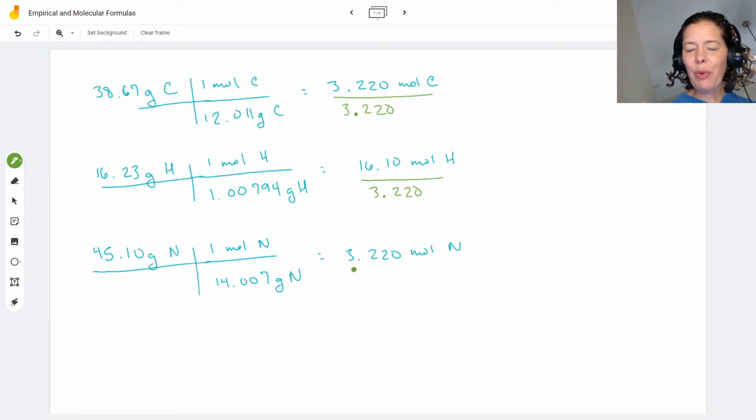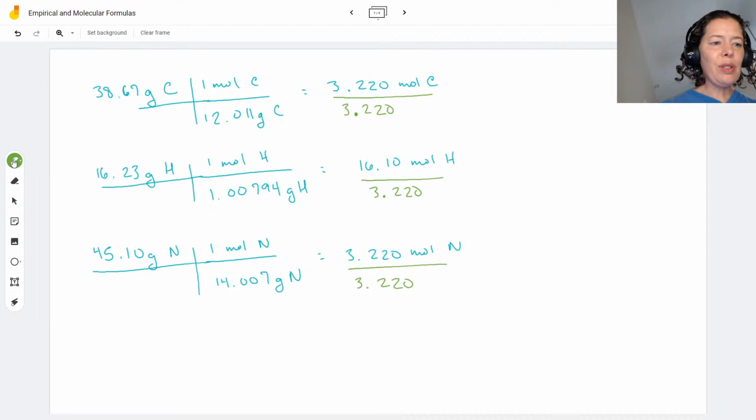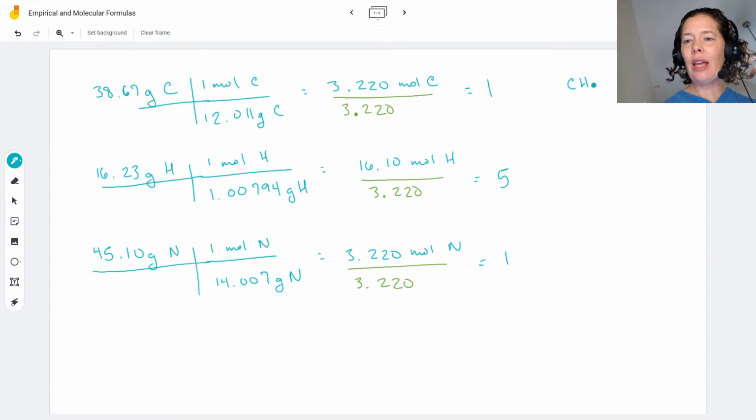Let me fix that decimal point. Okay. All right, so this is what we get. Oops, let me switch. Obviously, these guys are both 1. That's easy. But if I take my 16 over my 3.22, I get 5. So I don't have to deal with any halves. That's fabulous. This gives me an empirical formula of CH5N. So I have 1 carbon, 1 nitrogen, and 5 hydrogen.